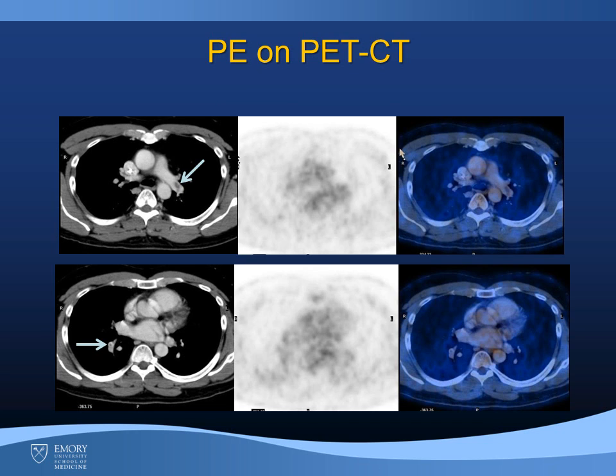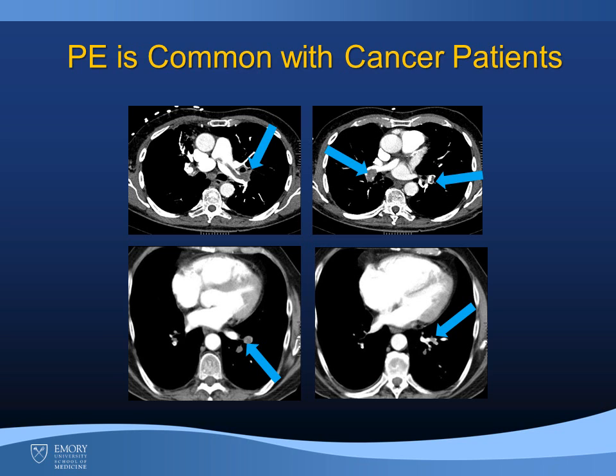From our earlier case, here we could see pulmonary emboli detected on a PET-CT, which this patient happened to have IV contrast for as well. We could see the filling defects, and we were able to call the clinician and advise them that this was happening. In fact, the patient was still in their waiting room when we called him. Remember that pulmonary emboli are common with cancer patients.